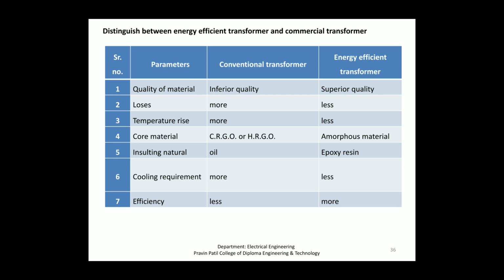The insulating material used in a conventional transformer is oil, but in an energy efficient transformer it is epoxy resin. Cooling requirement in a conventional transformer is more, but in an energy efficient transformer it is less. Efficiency of a conventional transformer is less as compared to an energy efficient transformer.